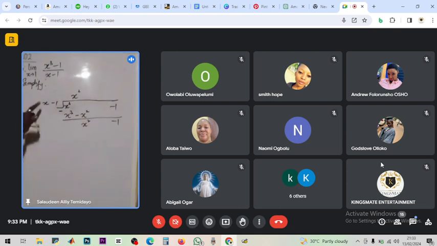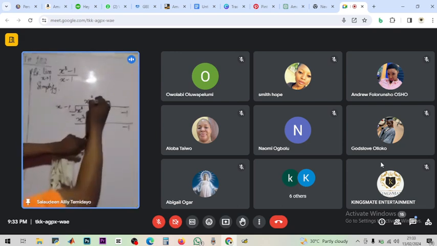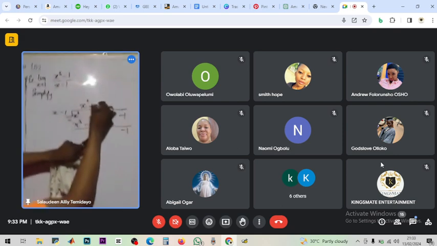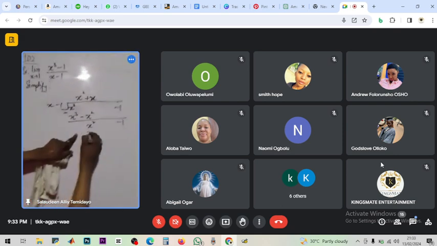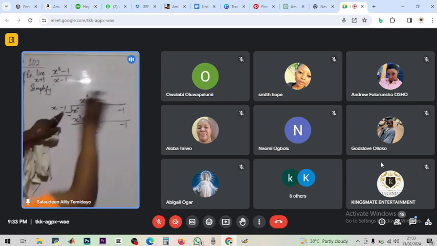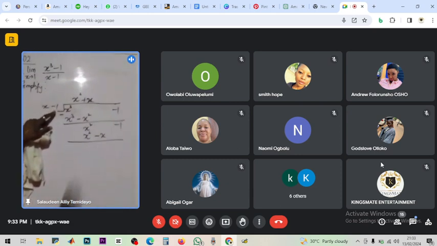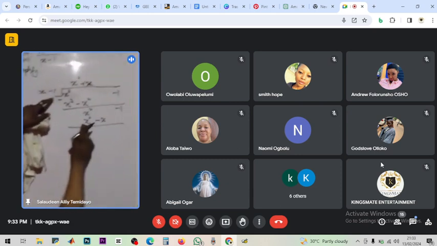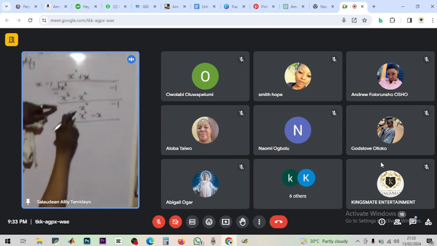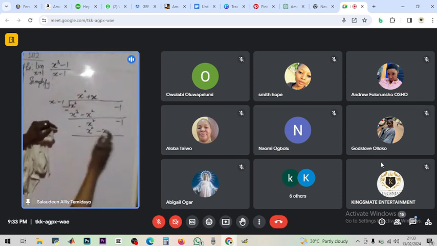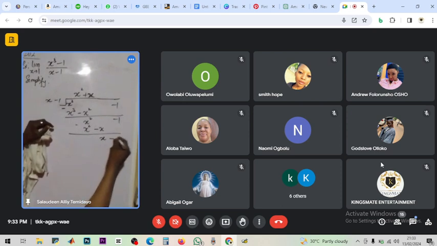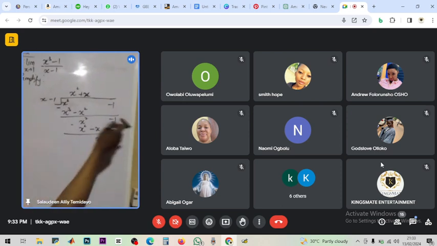Since x is still here, we can still divide. x in x squared gives ordinary x. So x times x gives x squared, and x times minus 1 gives minus x. Coming again, x squared minus x squared gives 0, and minus x minus minus x gives ordinary x minus 1.